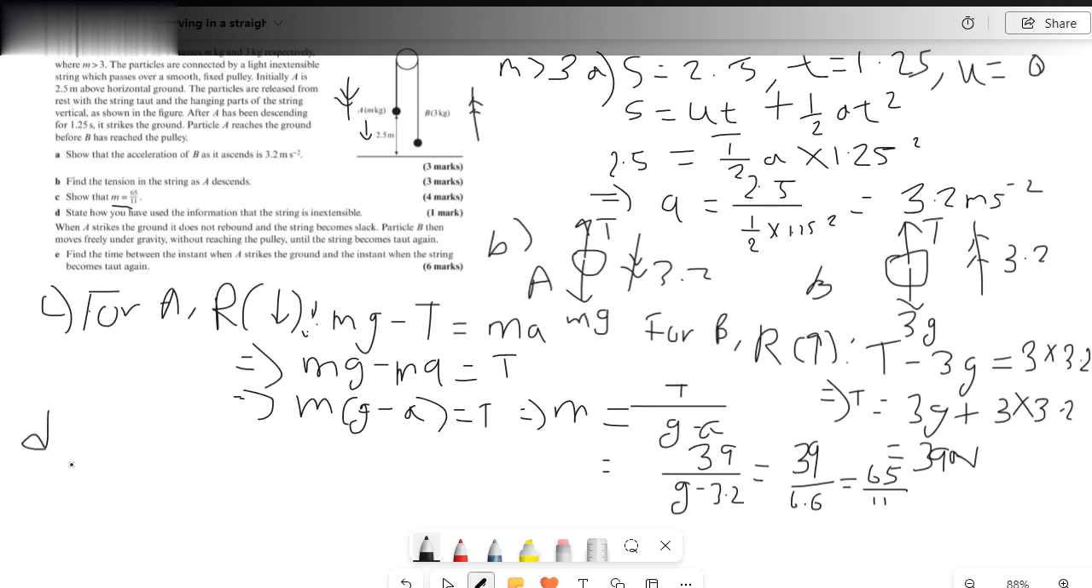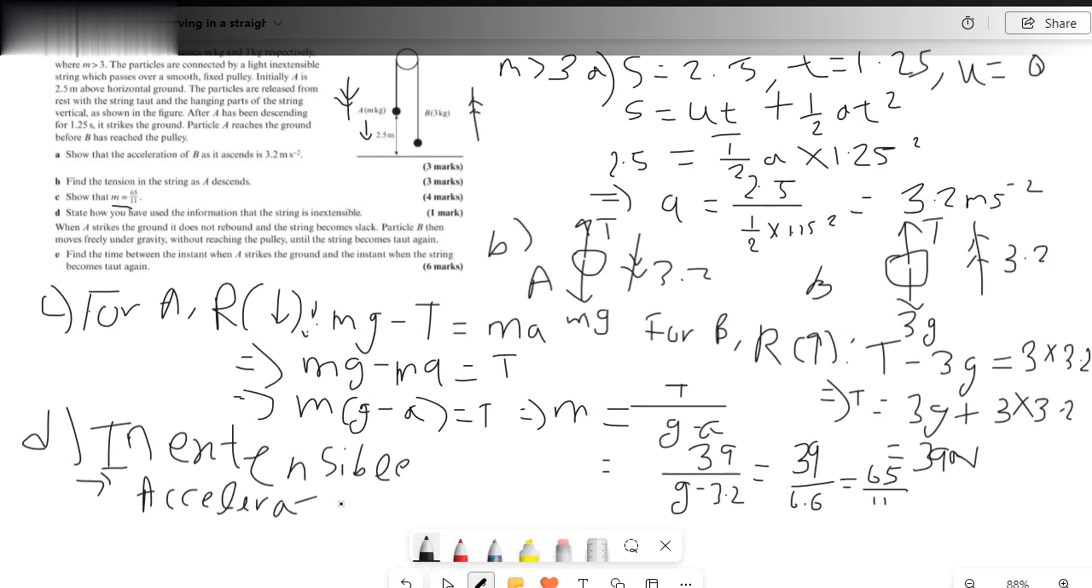And for D, we have to state how we use the information that the string is inextensible. So referring back to our modeling assumptions, we can say that inextensible means that the acceleration for both A and B is the same in value.